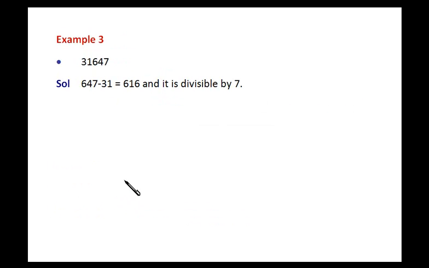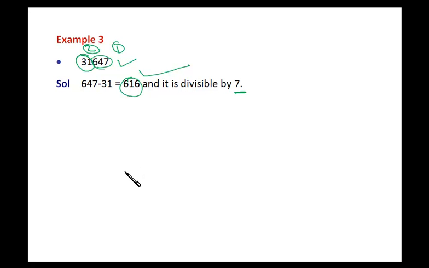So this is the next example, friends. Over here again we'll make sets of 3. The first set is 647, the other is 31. We only have 2 digits, but never mind. This is the first set and that's the second set. Now the second set should be subtracted from the first set. So we get 616, and this number is very well divisible by 7, which means that 31647 is also divisible by 7. So this is really easy, but you definitely need practice, and if you don't practice, you ought to forget it, right? So please practice this divisibility test of 7.